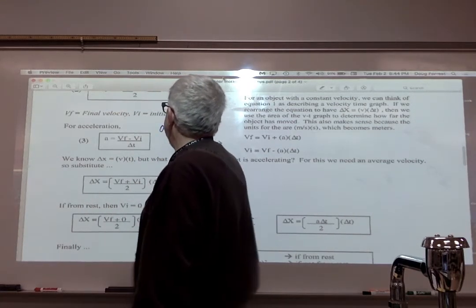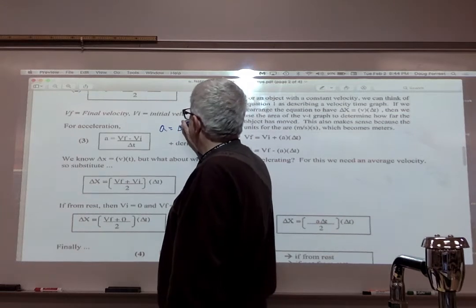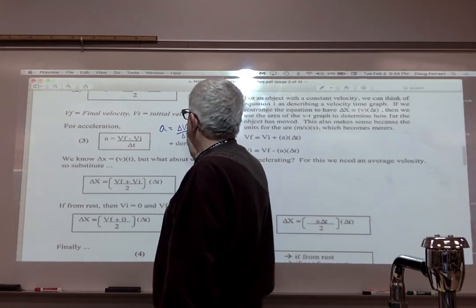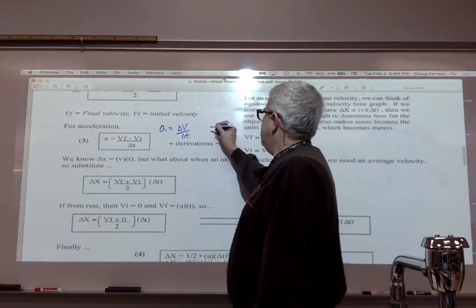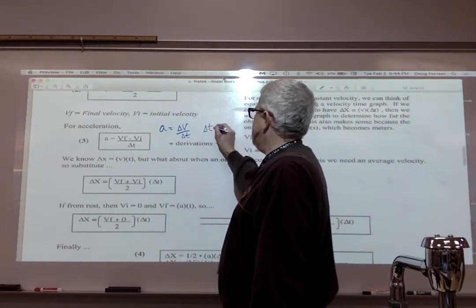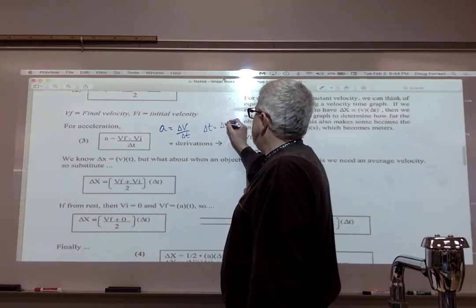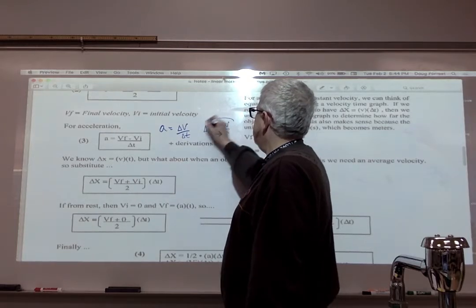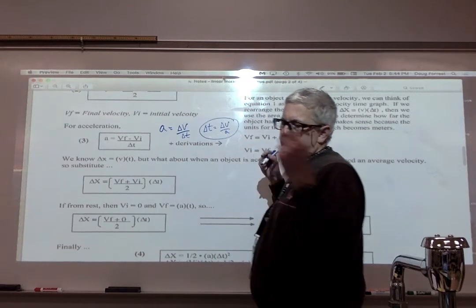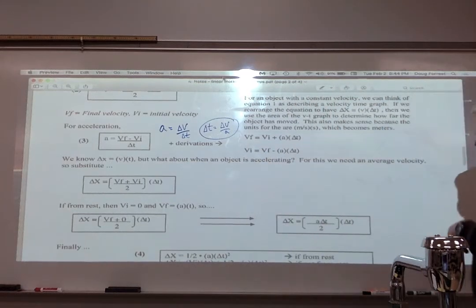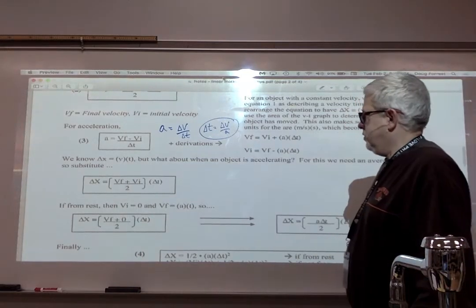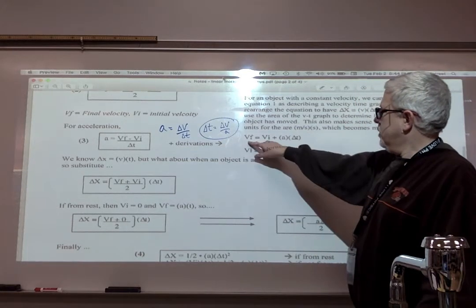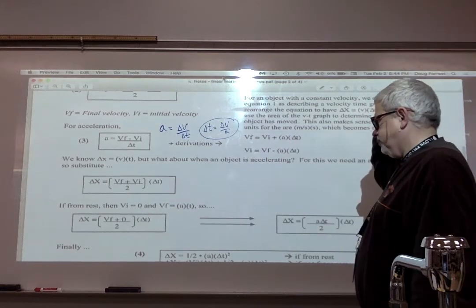This acceleration, delta v over delta t. You can also do things, say, time interval. You could rearrange this algebraically. Delta t is delta v over acceleration. That can be very useful if you want to find the time that an object's been accelerating and you just know the difference in velocities. So that's a rearrangement.